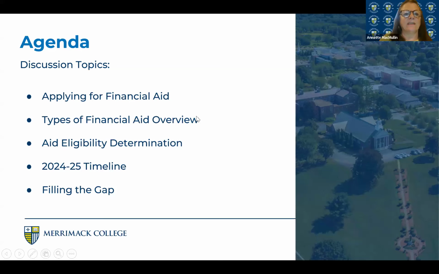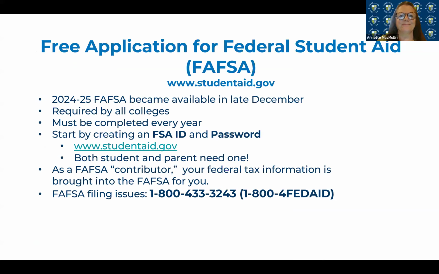So our agenda tonight is applying for financial aid, the types of financial aid as an overview, your aid eligibility determination, the 24-25 timeline, and information about how you can fill the gap on paying the difference from what your financial aid will cover.